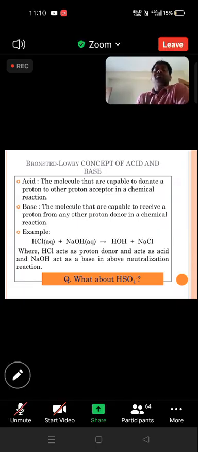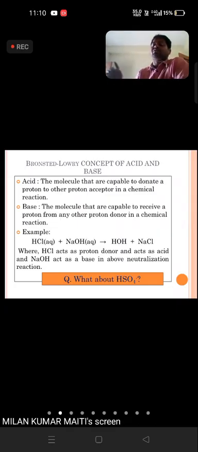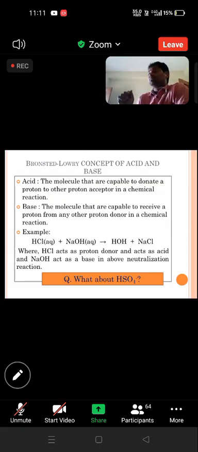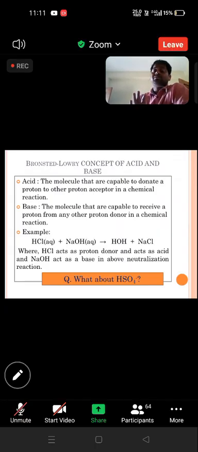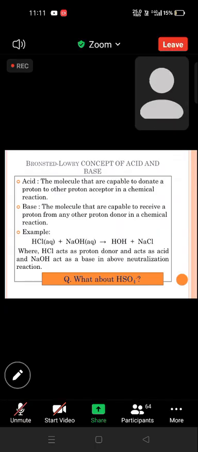According to the Bronsted-Lowry concept, an acid is a proton donor and a base is a proton acceptor, that's why HSO4 minus can receive one H plus ion to convert into H2SO4. And at that time, we can consider HSO4 minus as an acid. But in aqueous solution or in presence of a base, HSO4 minus can donate H plus ion. Thus, according to the Bronsted-Lowry concept, HSO4 minus can be considered as an acid and base both. Am I right or wrong? Right, sir.